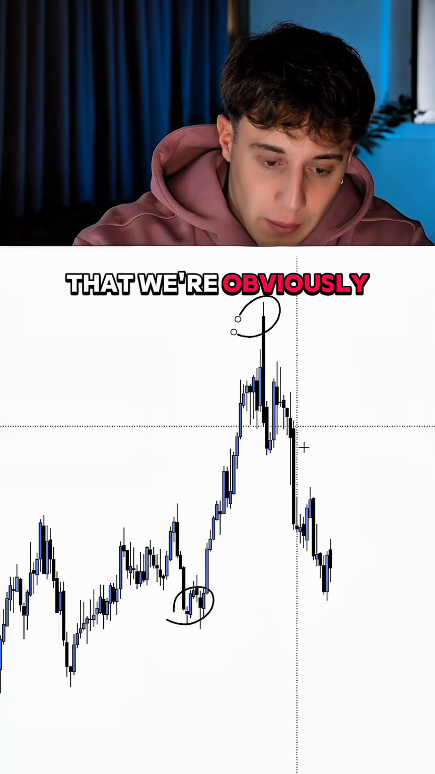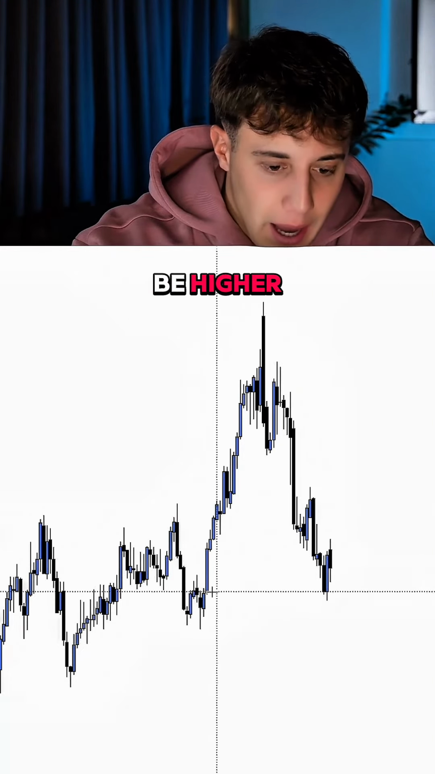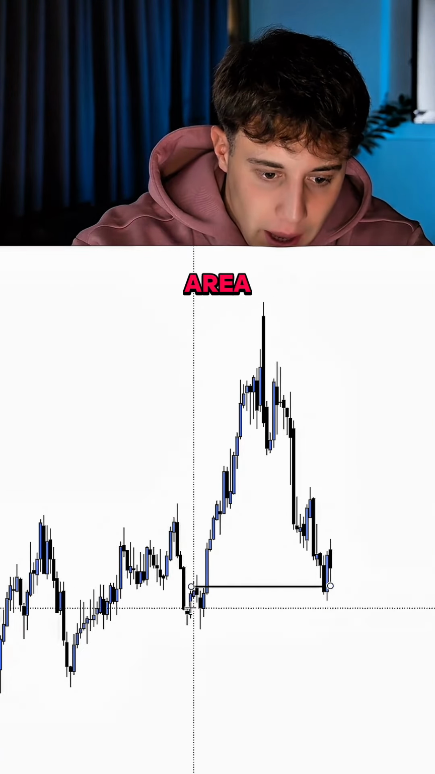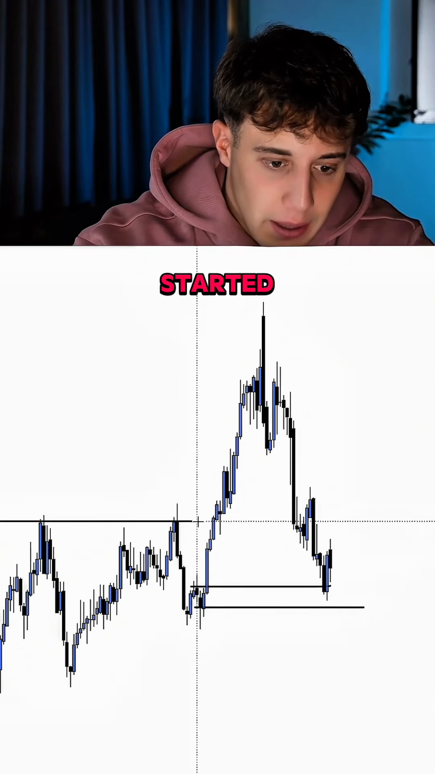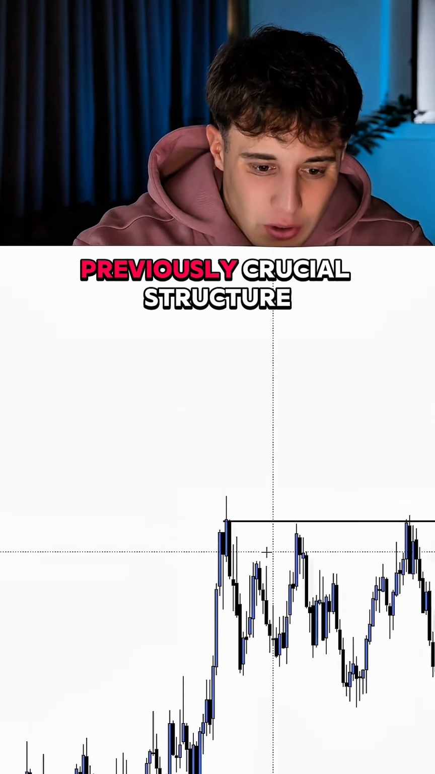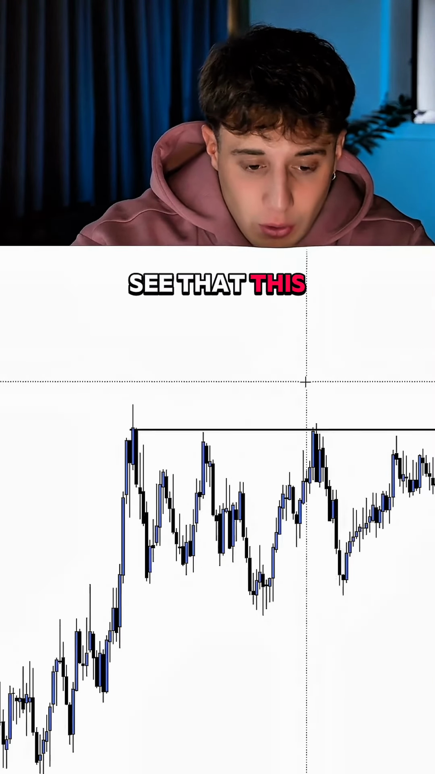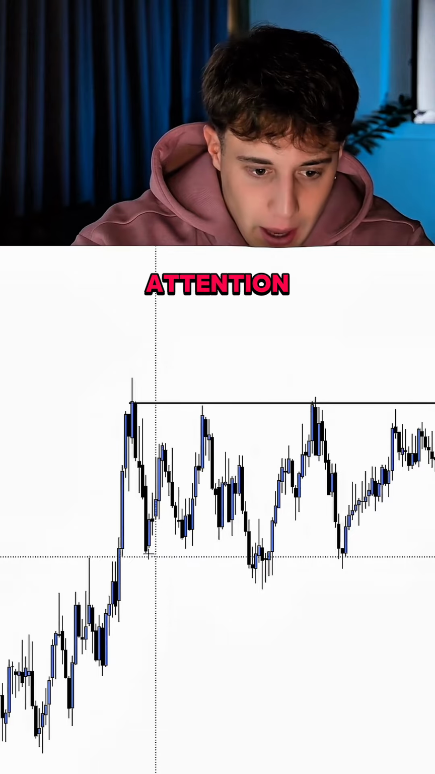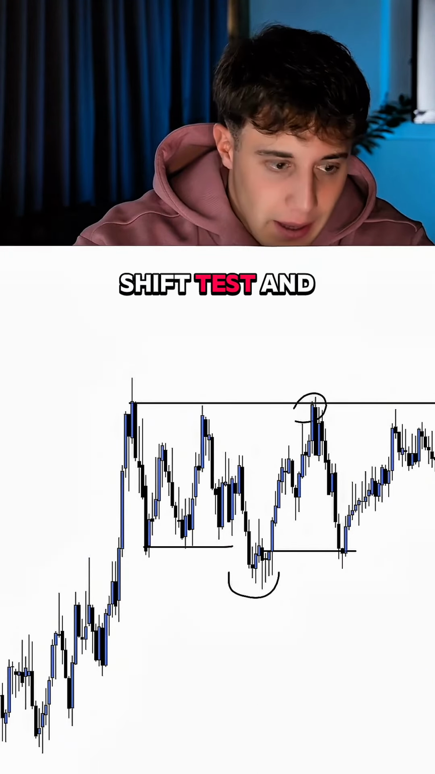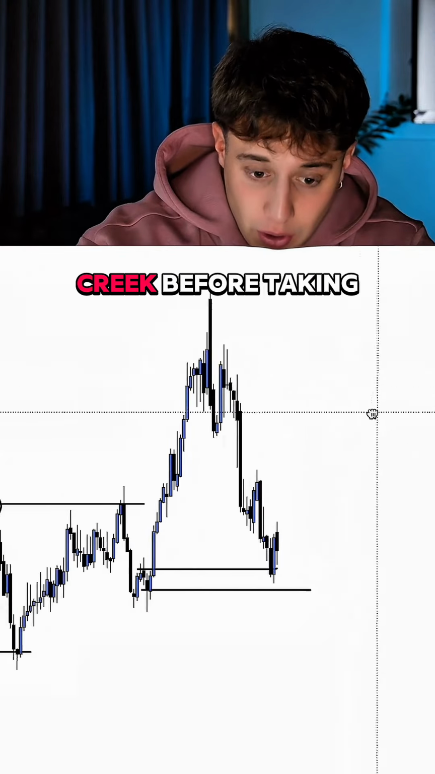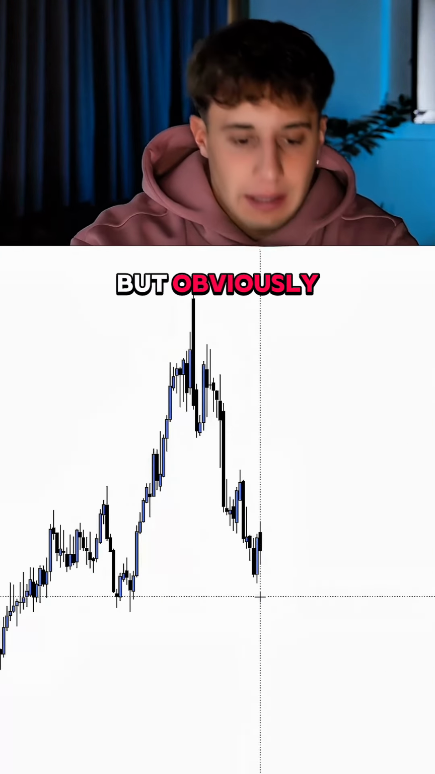We can see that we're obviously in an uptrend: low, higher high, a low that could be higher, and we've reached a very important area, because here are the last small sell candles from which the bullish impulse started that broke through a whole previously crucial structure. Here we're talking about a weekly structure, and for those paying closer attention, this was also an accumulation pattern. Lows, imbalance, dominant shift, test, and here it could come back to do the jump the creek before taking off.